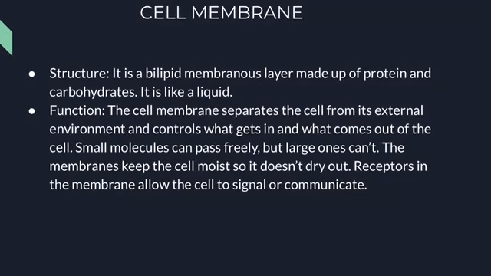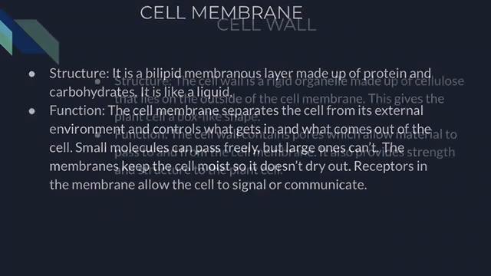One organelle in the plant cell is the cell membrane. The structure is that it is a bilipid membranous layer made up of protein and carbohydrates. It is like a liquid. The function is that the cell membrane separates the cell from its external environment and controls what gets in and what comes out of the cell. Small molecules can pass freely, but large ones cannot. The membranes keep the cell moist so that it doesn't dry out. Receptors in the membrane allow the cell to signal or communicate.